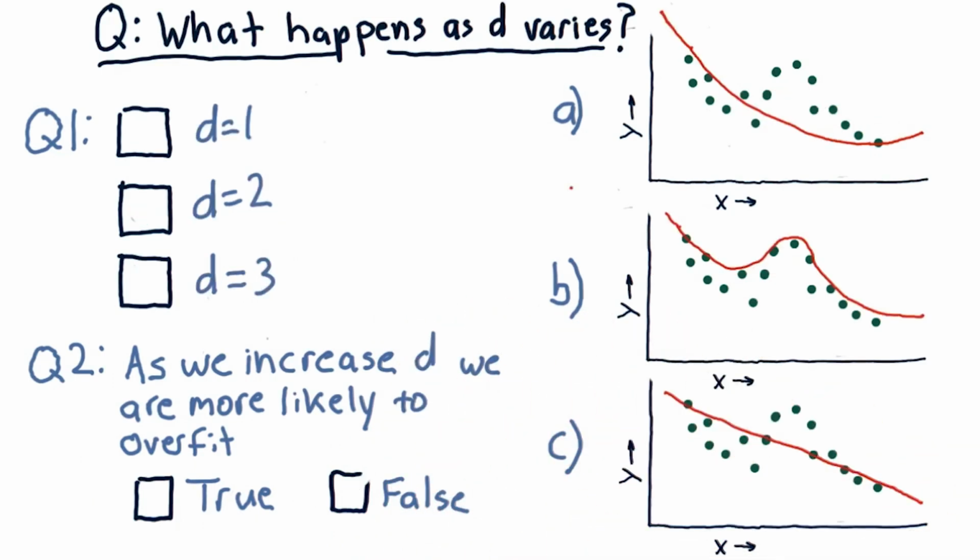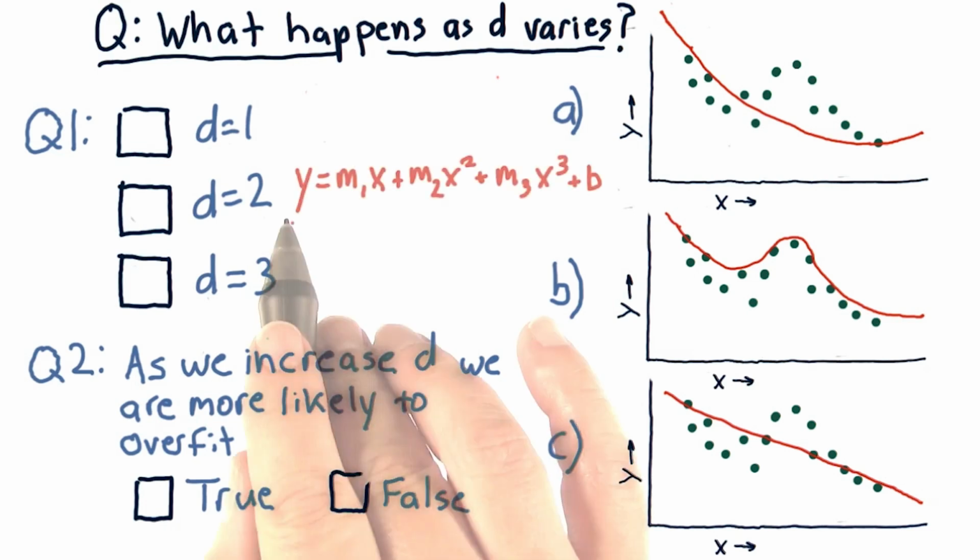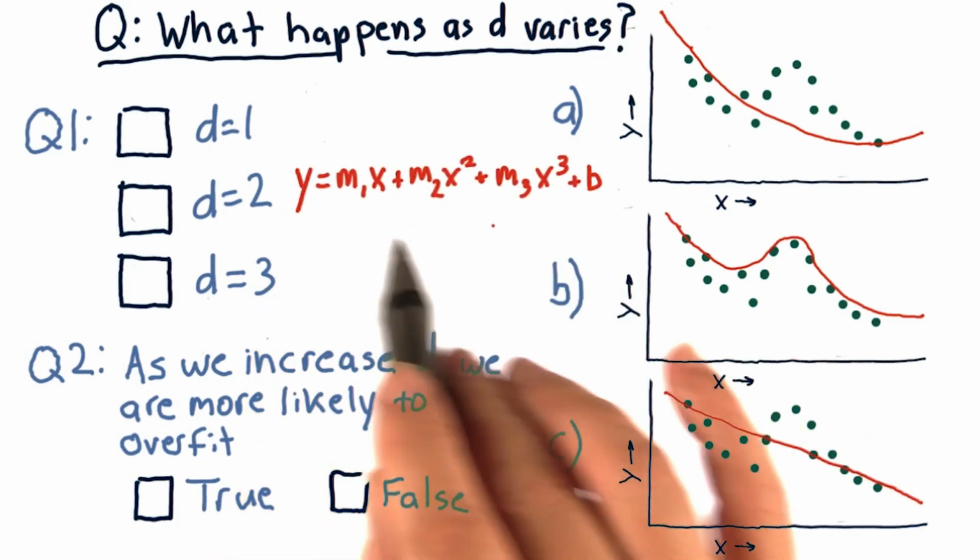Let's consider now a similar question, but now we're using parametric models, a polynomial model of degree d. Real quick, here's what we mean when we say polynomial of degree d. So here's what our polynomial model looks like.